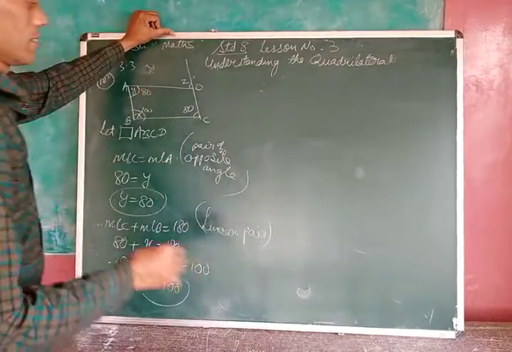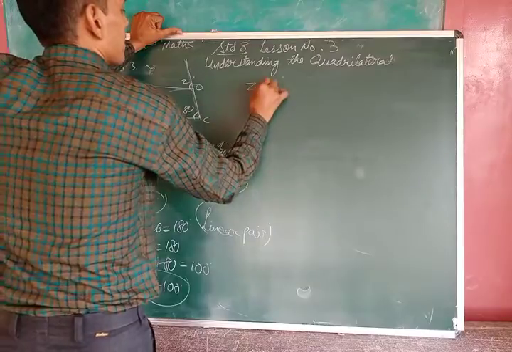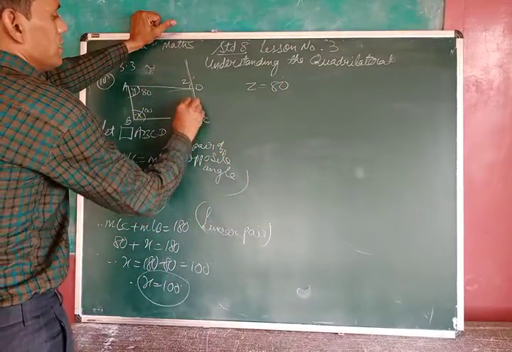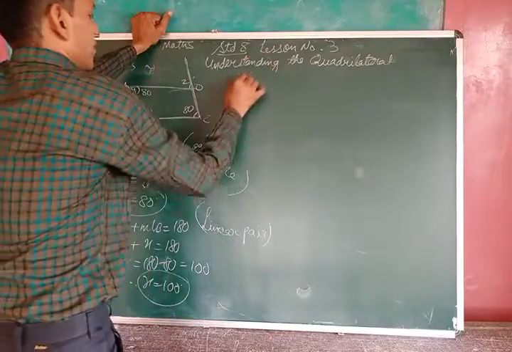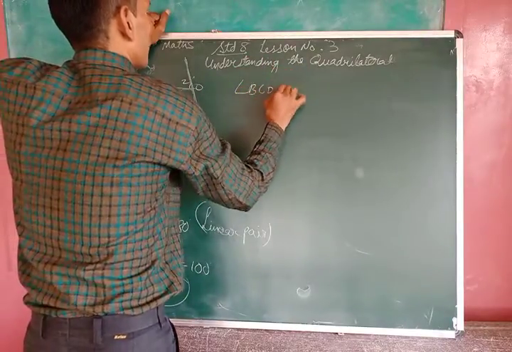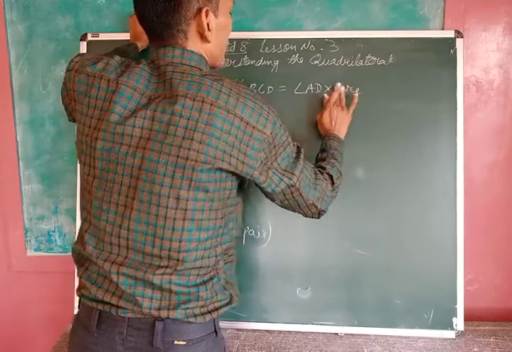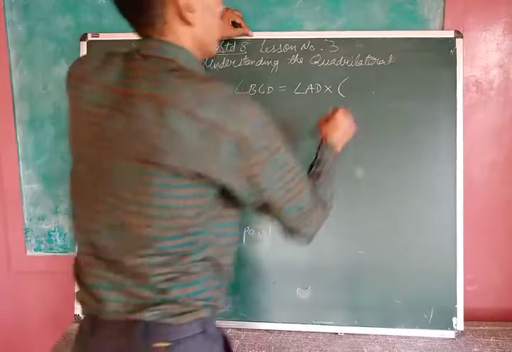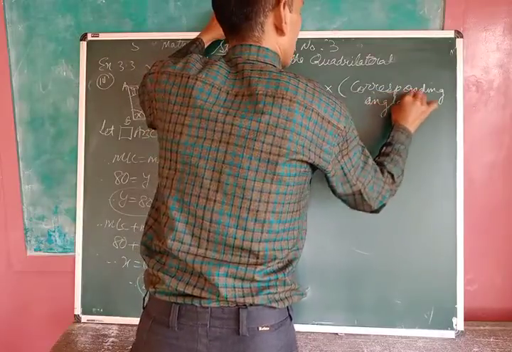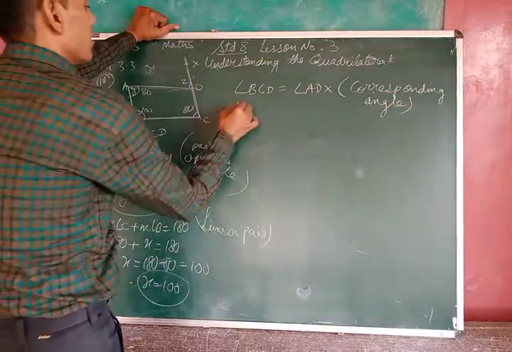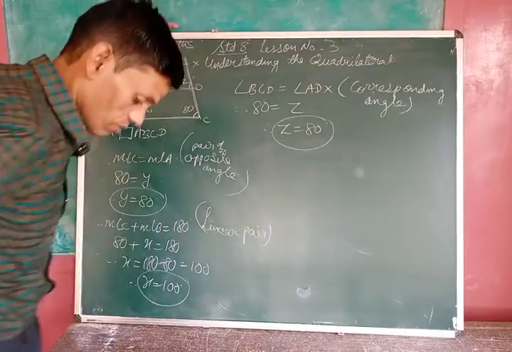Now, here, this one are z and C. Look here, this one z is equal to 80. Why? Because this angle BCD and angle ADX here are forming corresponding angles. We have to write here: angle BCD is equal to angle ADX. Suppose here x. These are equal. Reason: corresponding angles. These types of angles are explained in 7th standard. Therefore, it is 80. ADX is z. Z is 80. Like this, you can solve this sum.